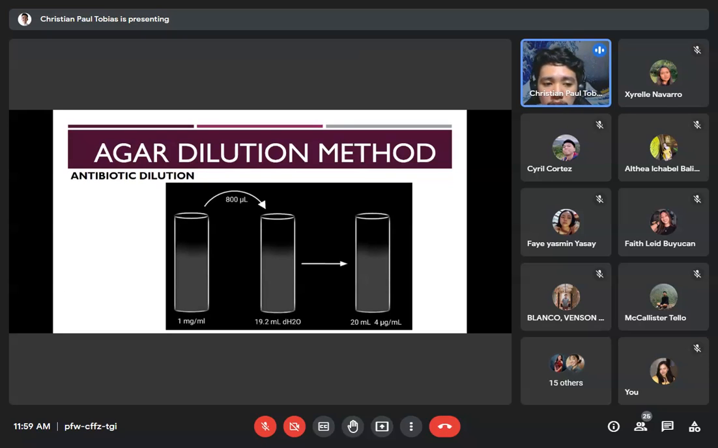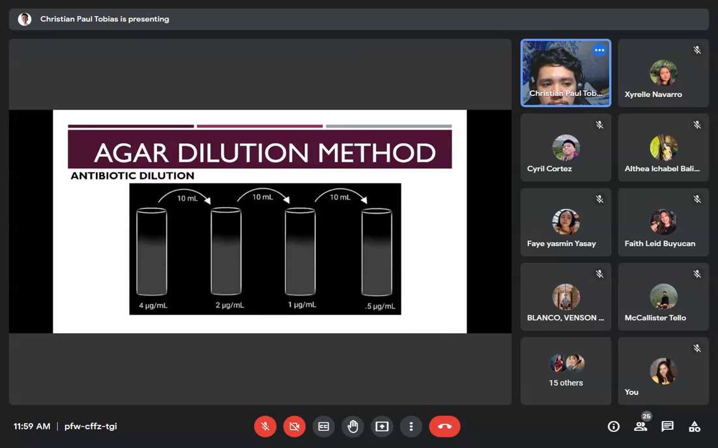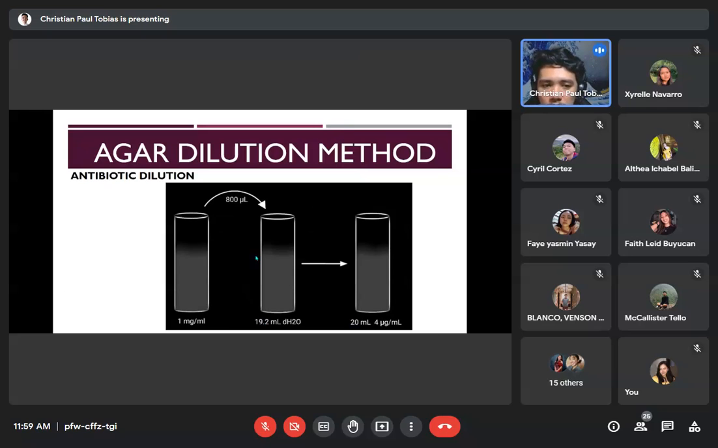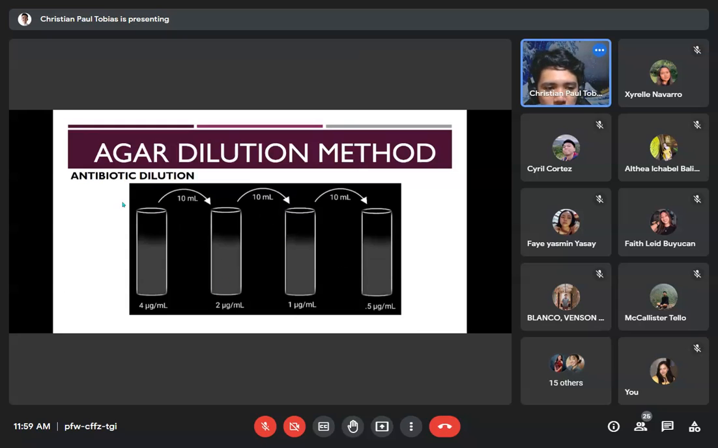Then, you will now perform serial dilution. Okay? So, di ba 4 micrograms? Here, 4 micrograms, you will dilute. Kuha ka ulit ng 800 microliters. Lilipat mo. Ililipat mo, yung concentration mababawasan, lilipat ka ulit, mababawasan, maglilipat ka ulit, mababawasan. Performing your serial dilution. Okay?